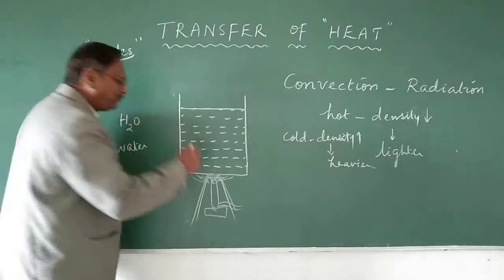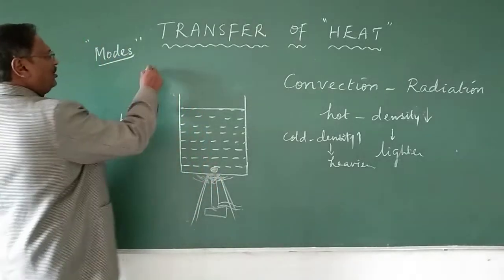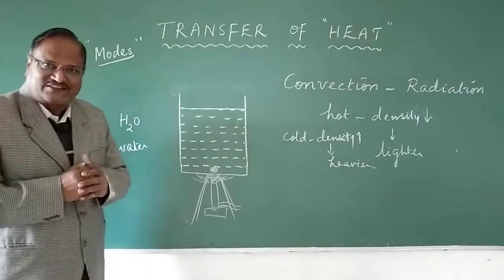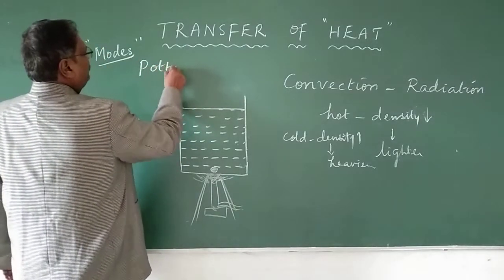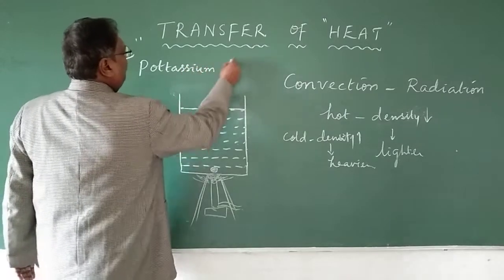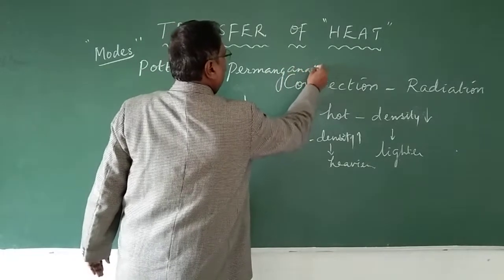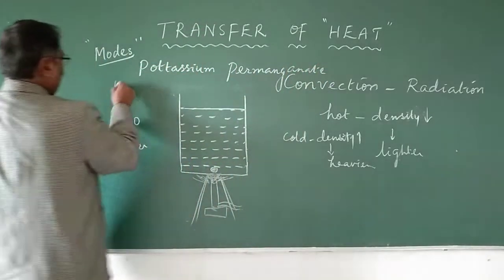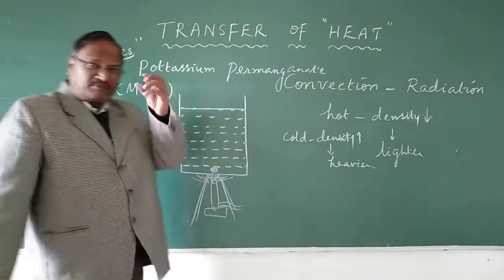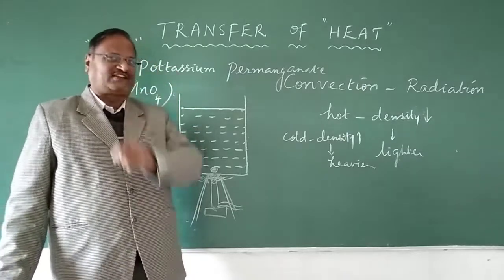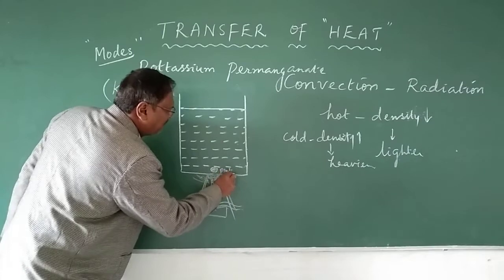What I do is put a small pinch of a chemical called potassium permanganate. Dear students, if you don't know this word, don't worry. KMnO4. When you come to a higher class, they will teach you. Potassium permanganate has a violet-pink color. If I put a small piece, it is pink.